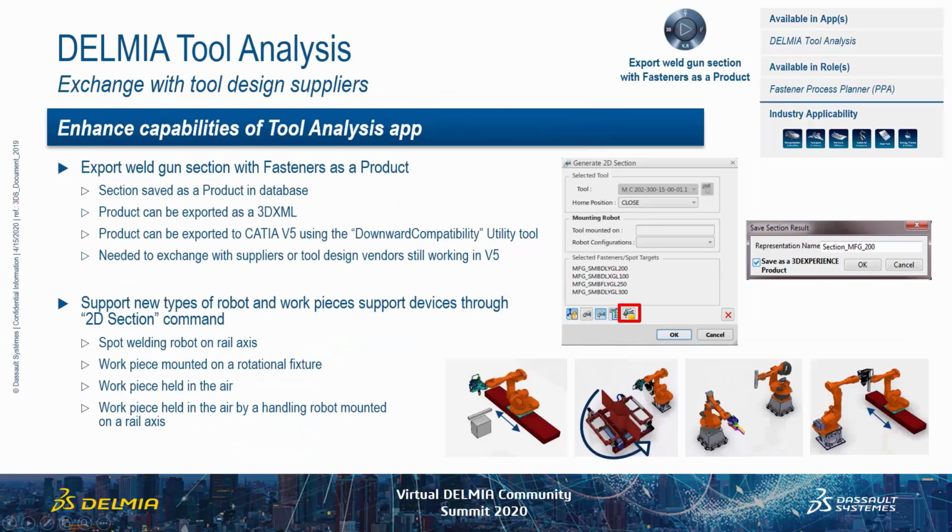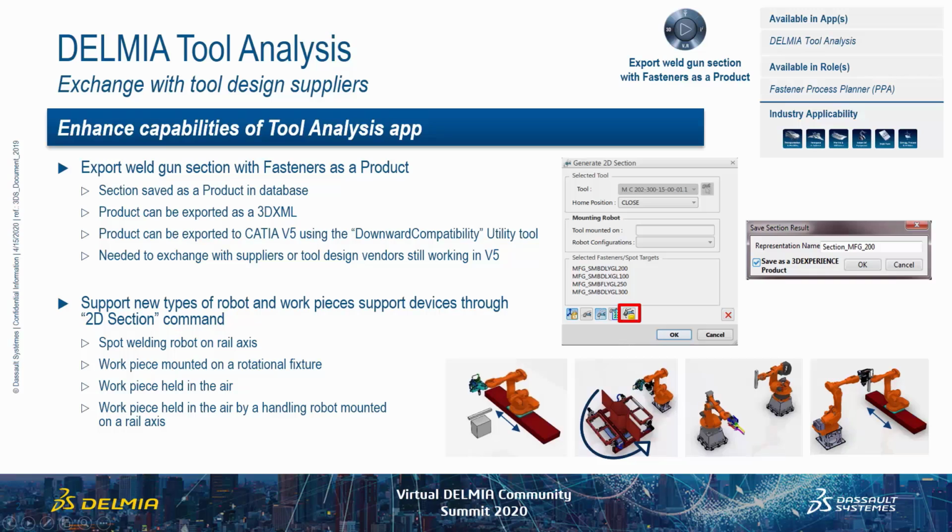Here, a couple of highlights related to DELMIA tool analysis, especially for supplier collaborations. If you want to exchange with any supplier not in the platform, you are able to export a welding section with related fasteners as product as 3D XML, but also to get here V5 download compatibility to collaborate with any supplier which is still working in V5.